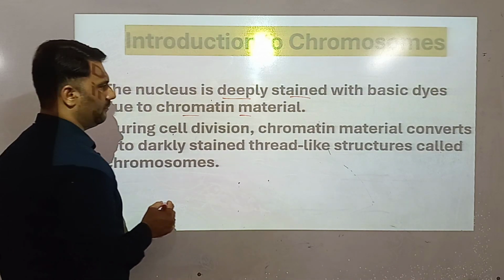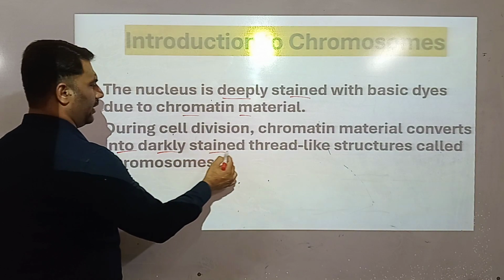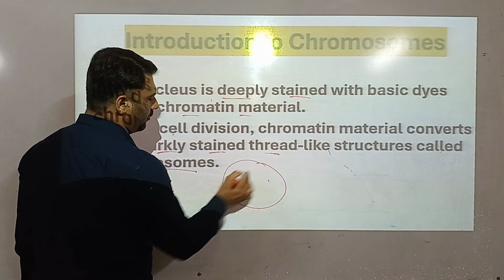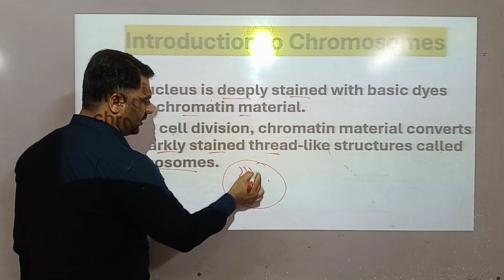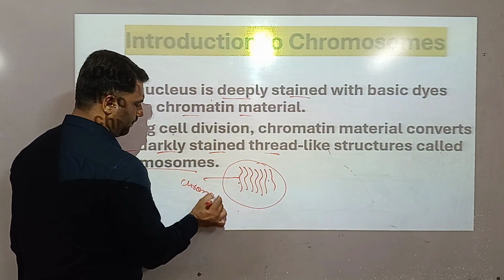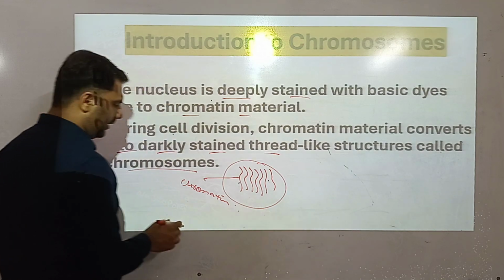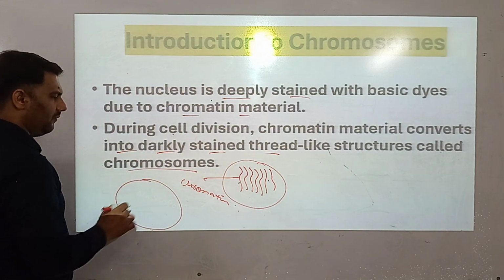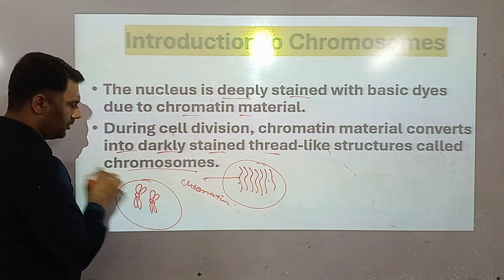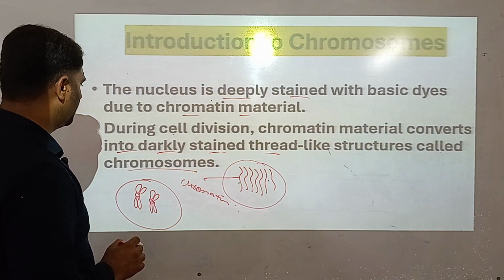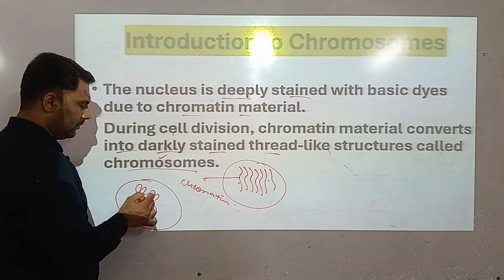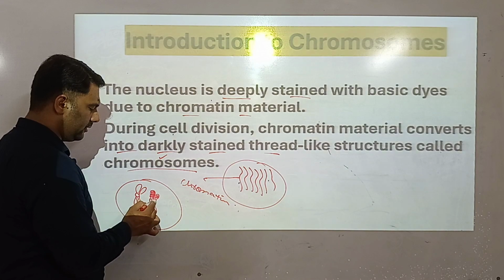During cell division, the chromatin material converts into darkly stained thread-like structures called chromosomes. As I have said earlier, in the non-dividing phase it will be chromatin. When there is a dividing phase, there will be condensation and the structure will appear in the form of these chromosomes, right? So this is a darkly stained thread-like structure called the chromosome. When we stain it, it shows a dark color like this.